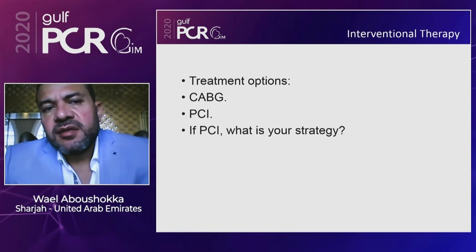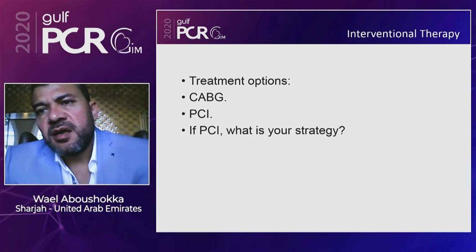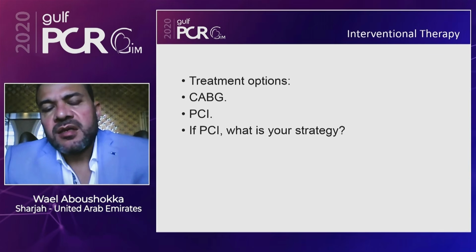So what are the treatment options for this patient? CABG, PCI, and if you chose PCI, what is the strategy that you will adopt? The case was discussed in the heart team meeting, and due to it being a single vessel disease, LAD only, although it's a bifurcation calcific lesion, and the presence of chronic obstructive lung disease, and the patient was on inhalers, we decided that PCI seemed to be the proper way of management.